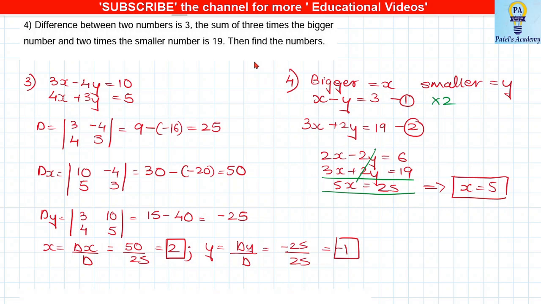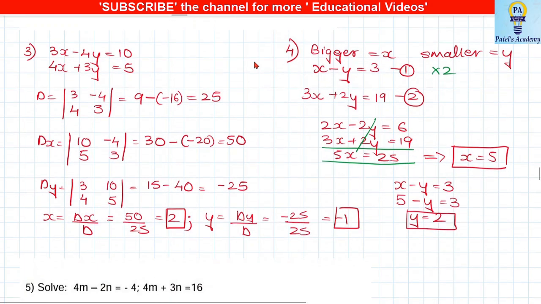So we'll be solving for the y term also, and I'll take the first equation, which is easy to solve, that is x minus y equals 3. x is 5, so 5 minus y equal to 3. After I shift, I get y equals 2. Okay, so my answer is, the bigger number is 5 and the smaller number is 2. Okay, let's see the next one.